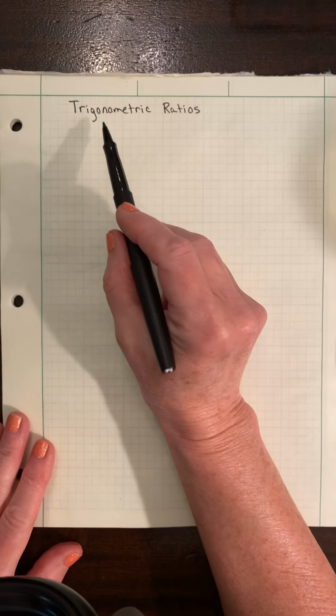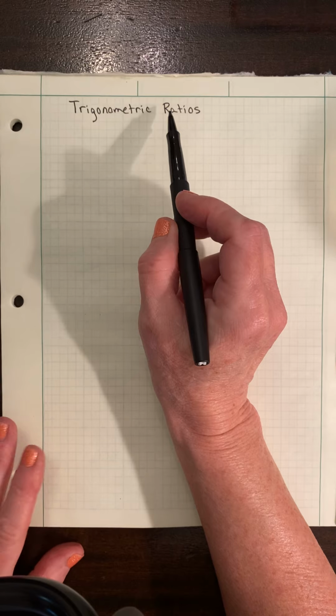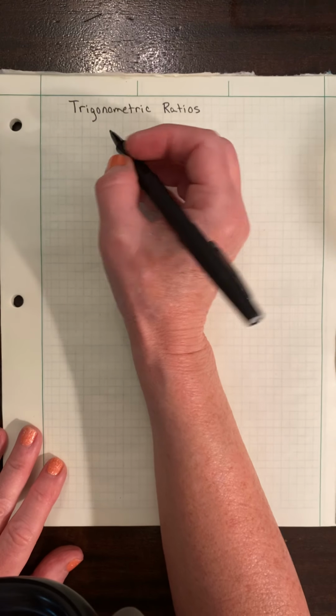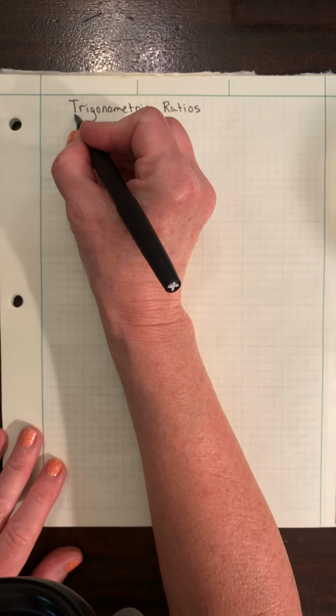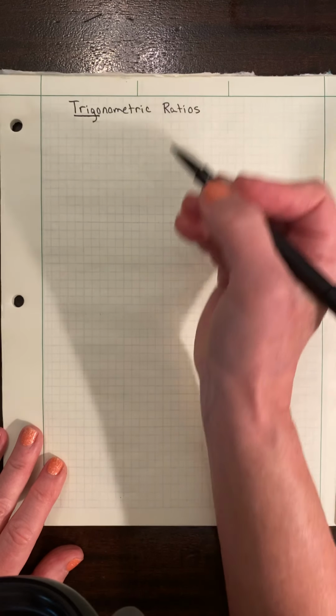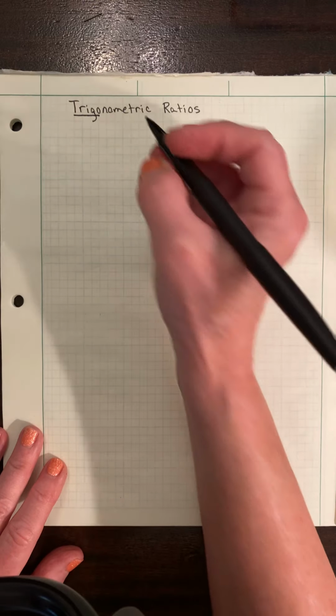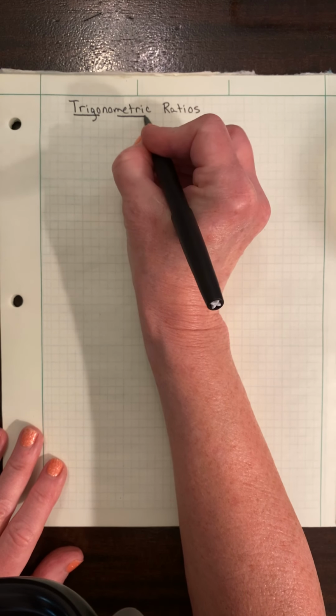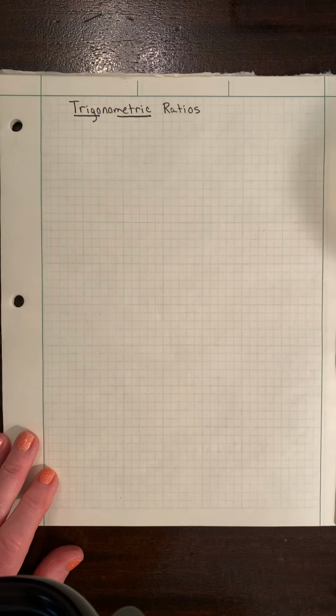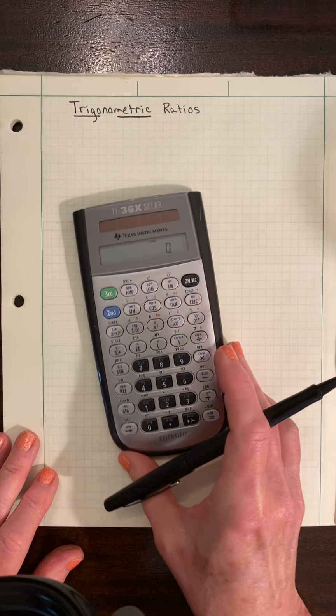In this lesson, we're going to look at trigonometric ratios. That sounds challenging, but trig just means triangle. These ratios are going to have to do with right triangles only. And metric just means to measure. Now, you'll want a calculator that has these ratios on there.